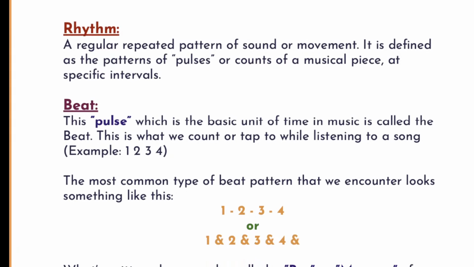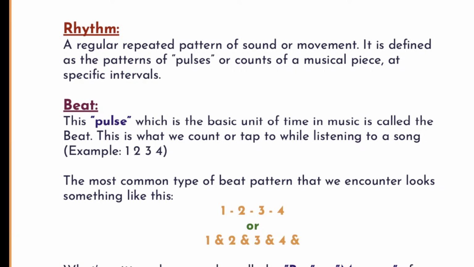Firstly, before we know how to sing on beat, the first thing to know is rhythm. So what is rhythm? The definition of rhythm is a regular repeated pattern of sound or movement. So for us, I mean, a dancer also has rhythm and they're moving, but for us, it's mainly about the sound, right? It is defined as the patterns of pulses or counts of a musical piece at specific intervals.